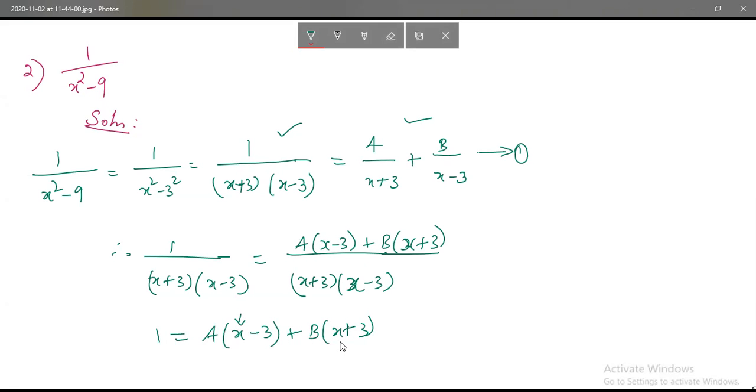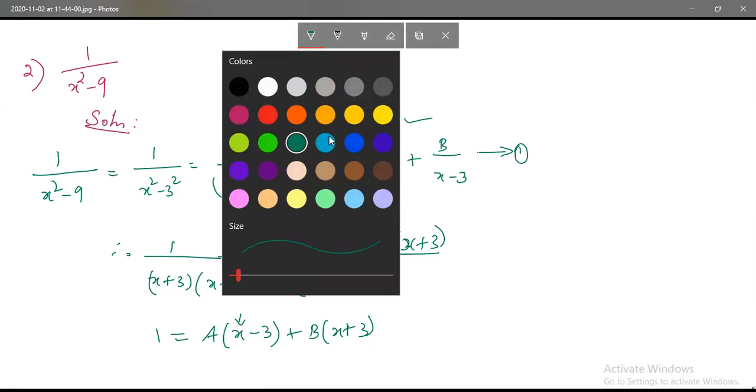And then you have to substitute x is equal to minus 3, so that this b term gets eliminated, and it is minus 6 equal to 1, so a is equal to minus 1 by 6. Either way, you can do it that way, or you can compare the coefficients of x and then the constant terms, equating the coefficients of x and equating the constant terms. You can find a and b. So anyway you can find. Let us do it.